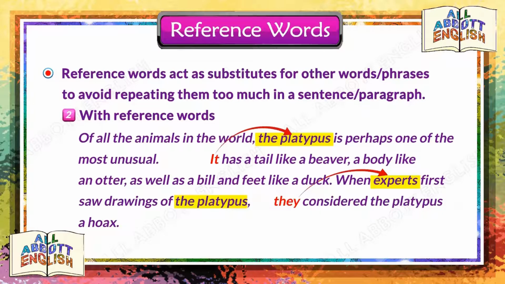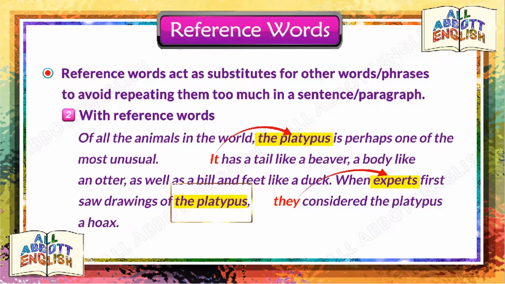Notice that the pronoun must agree with the word or noun it replaces, in number and person. The noun, experts, tells us that there are more than one person. Let's now look at the last sentence. Notice that the noun, the platypus, is not replaced by it.